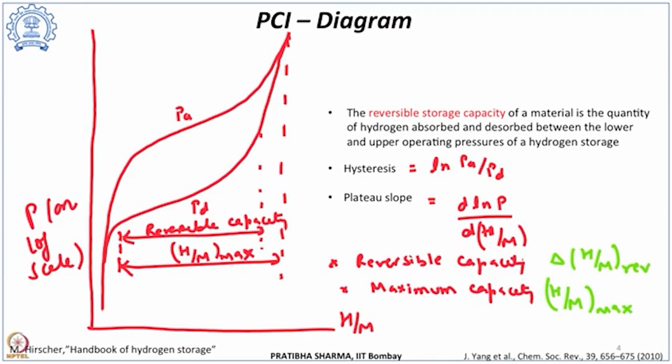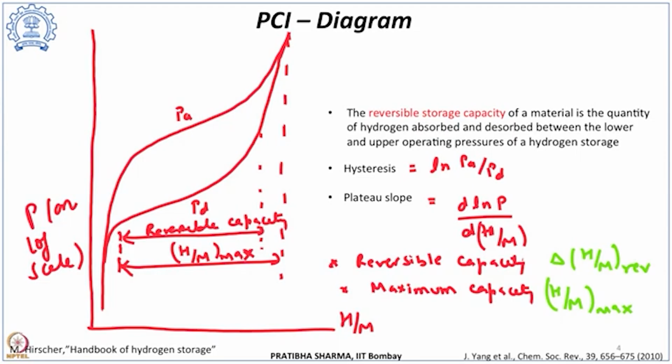However, the reversible storage capacity will be lower than this maximum storage capacity, and this is the capacity of hydrogen being absorbed and desorbed between the lower and the upper operating pressures of a hydrogen storage. So, reversible storage capacity is usually the width of the plateau pressure which is being considered. So, this is in that case the reversible storage capacity given by delta H by M R. The slope of the plateau is given by d ln of P upon d H by M, the concentration ratio, while the hysteresis between the absorption and desorption curves is given by ln pressure of absorption by pressure of desorption.